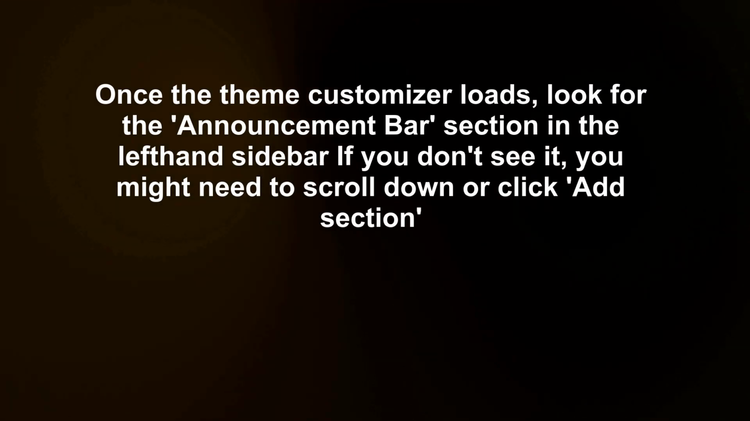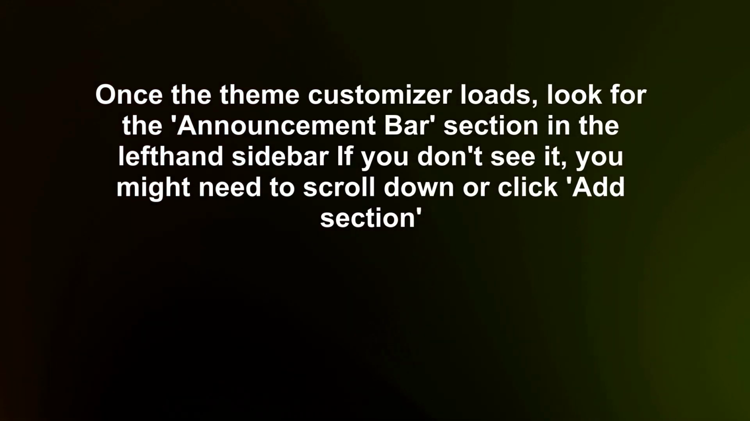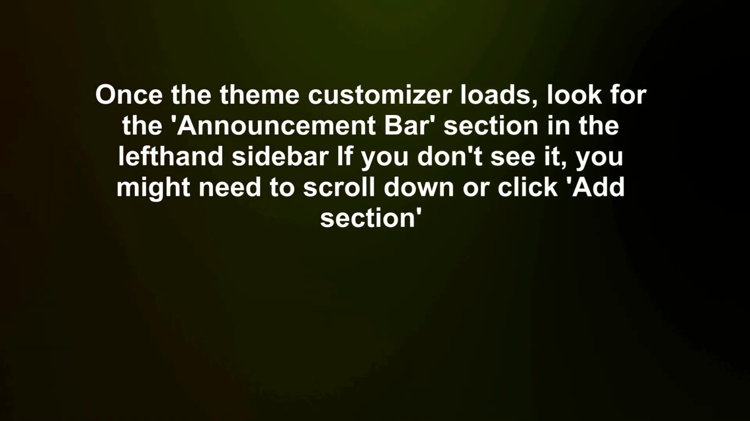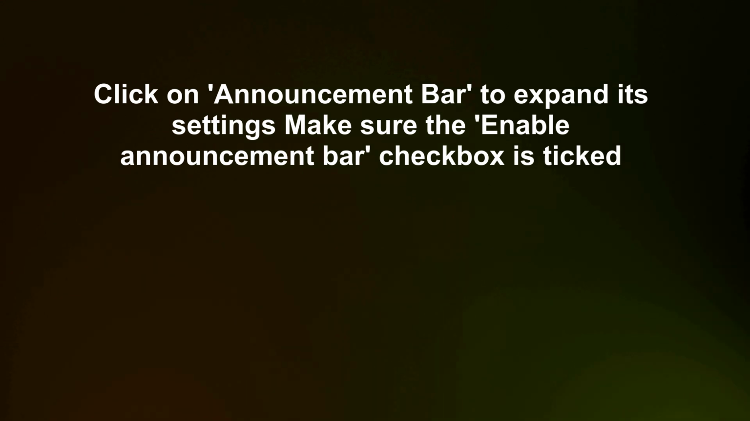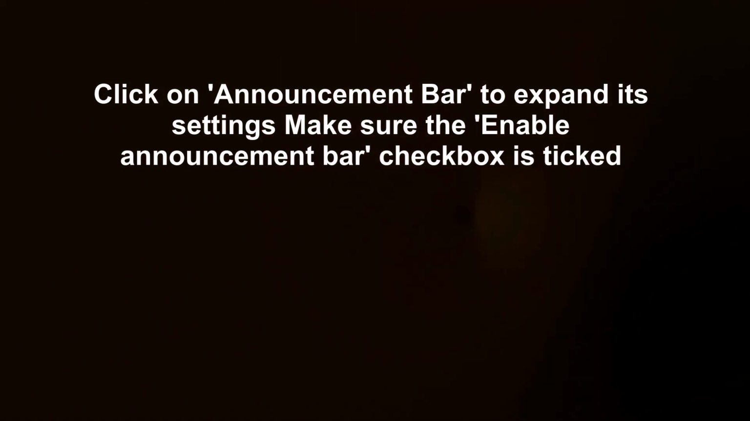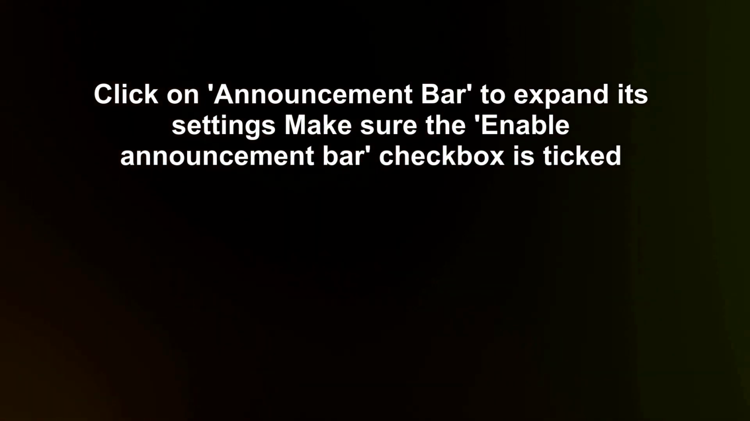Once the theme customizer loads, look for the announcement bar section in the left-hand sidebar. If you don't see it, you might need to scroll down or click Add section. Click on Announcement bar to expand its settings. Make sure the Enable Announcement bar checkbox is ticked.